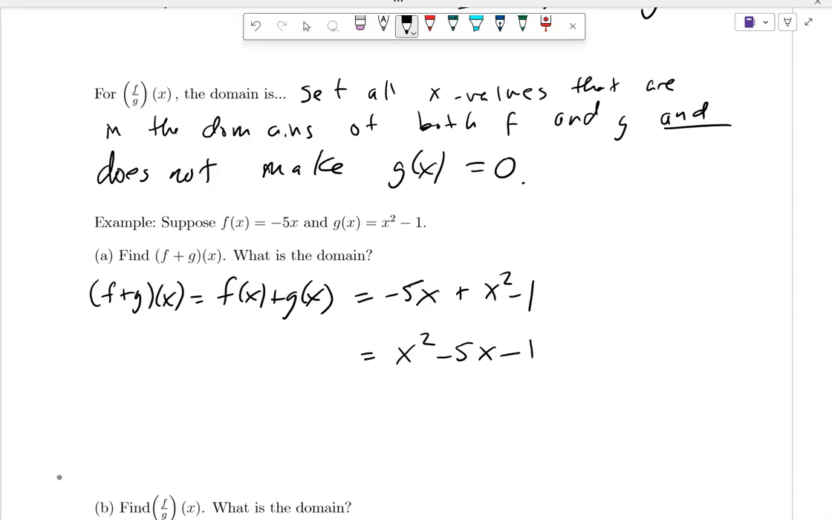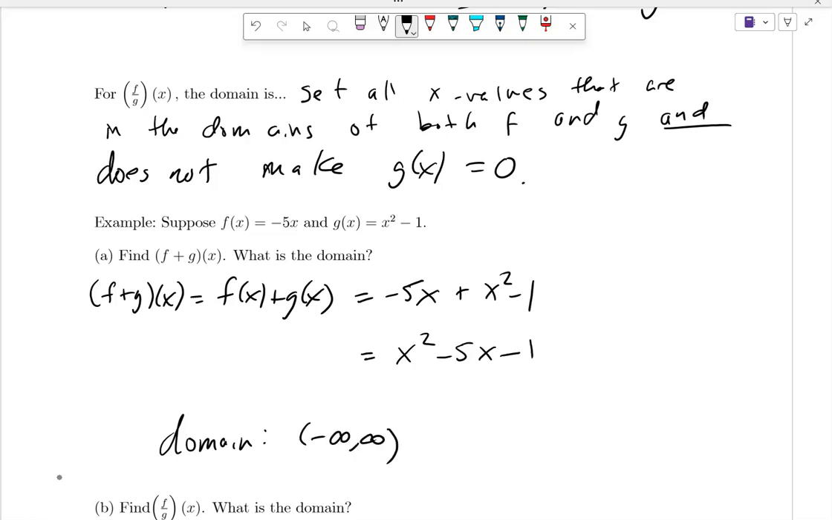Those are the two big domain problems that we have so far, right? Negatives under square roots, zeros in denominators. Those are the two big domain issues that can pop up. Does this have either of those two big issues? No. So the domain must be all real numbers. So the domain in this case will be negative infinity to infinity.